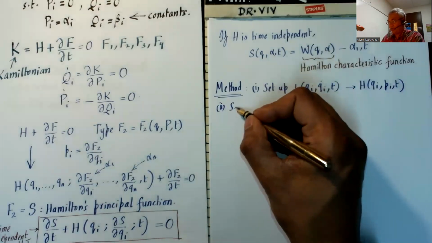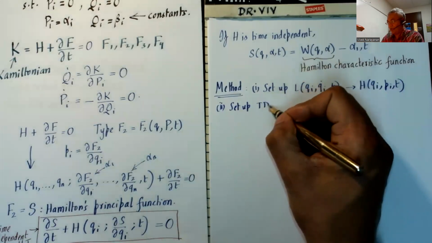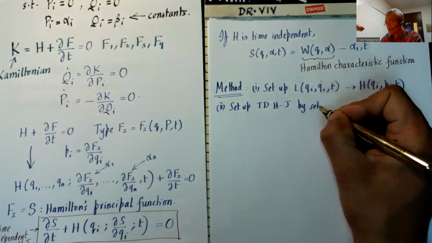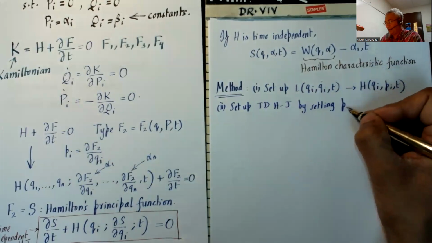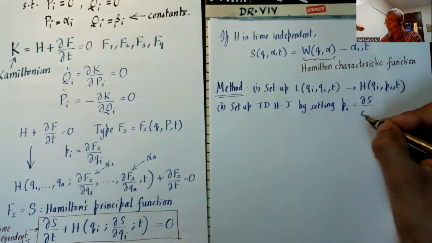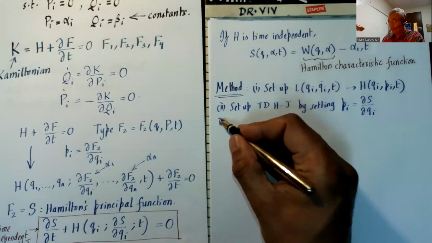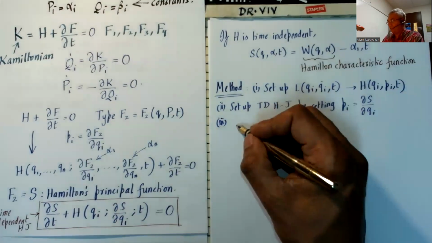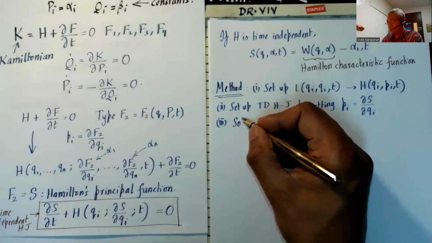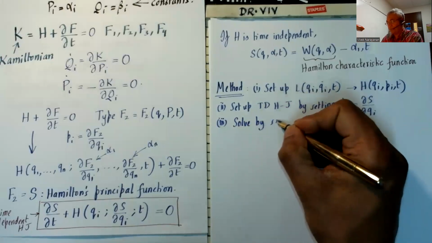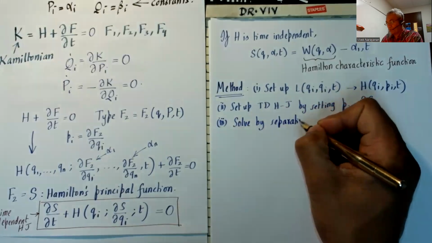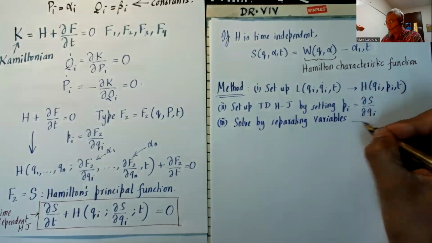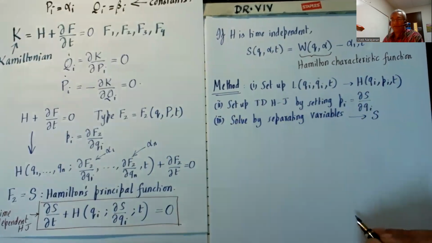The second step is to set up the time-dependent Hamilton-Jacobi equation by setting the momenta Pi equals del S by del Qi. And then we can use the technique of solving this partial differential equation. We can use a technique of separating variables. Each of these steps will be done for the projectile motion problem. And that will give us the function S.